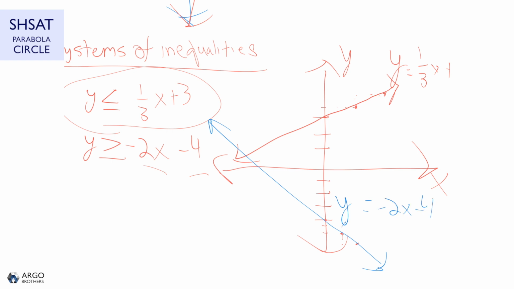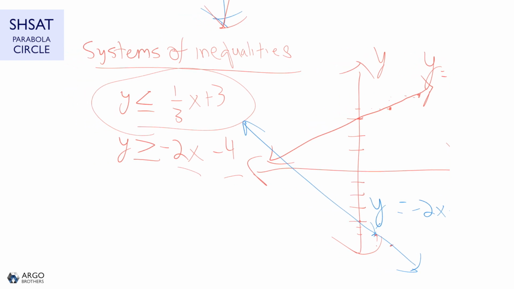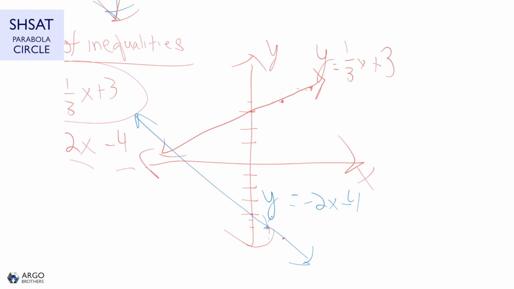All right, so now we have these two lines. But look at the inequality. They want the point that satisfies both of these inequalities. The first one says y is less than. So what that means is we need to go to that line and see what y values are less than this line. Well, the y values that are less than this line are all these y values down here, right?